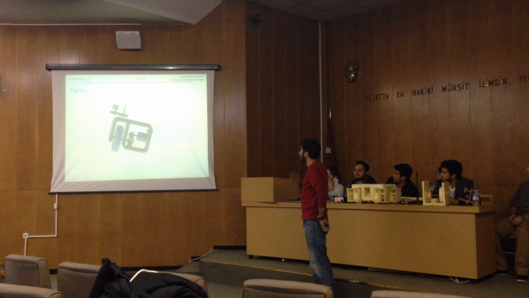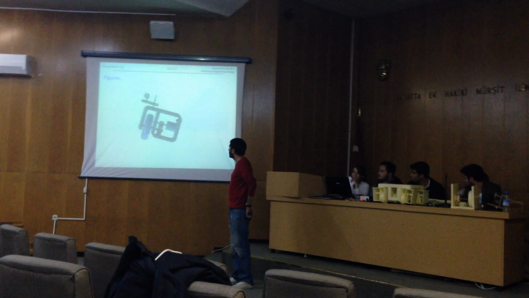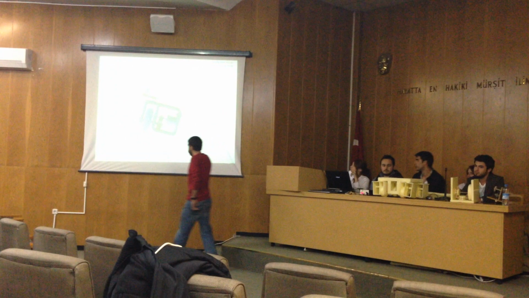This is our wheel module, actually. The main parts are two gear sets, one servo motor in each wheel module. There are four of them. One DC motor, of course, one wheel, and the main casing. This is the DC motor.